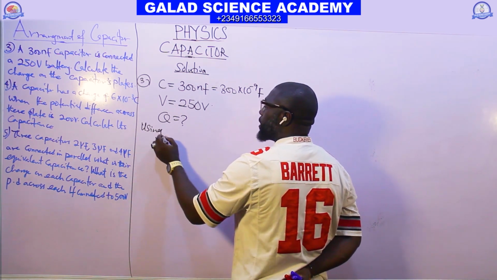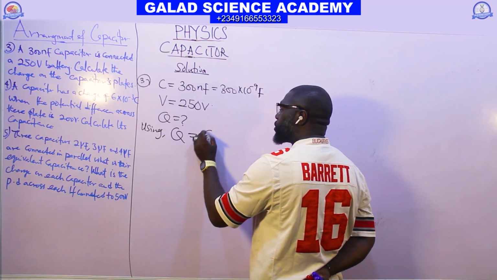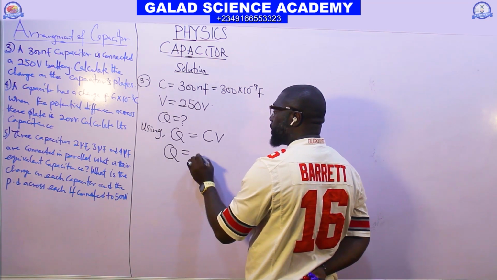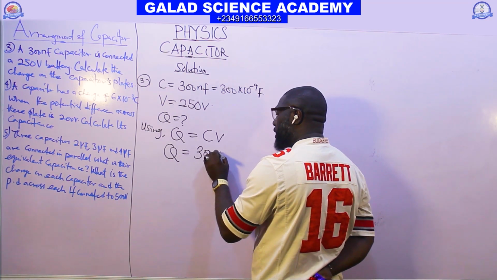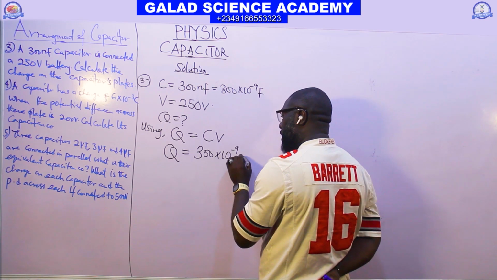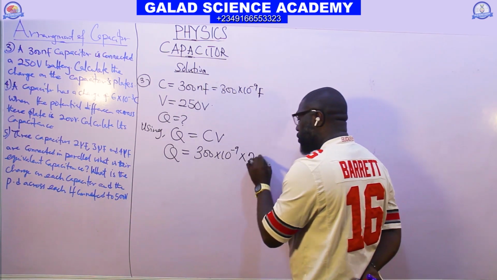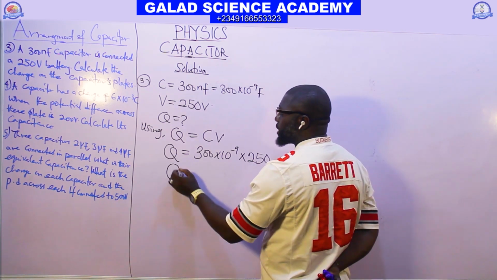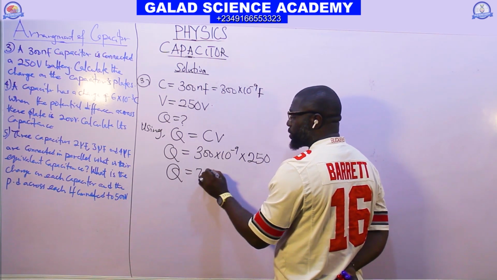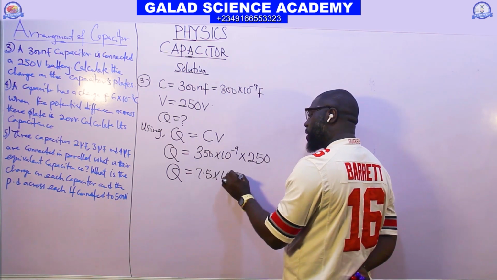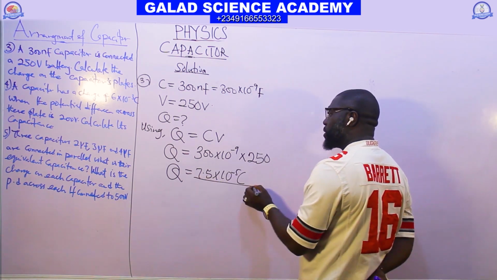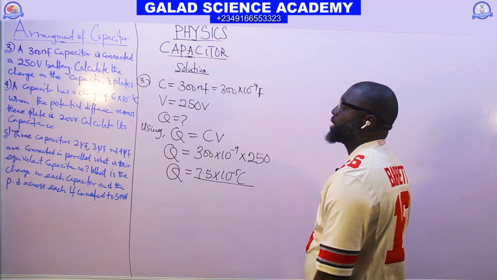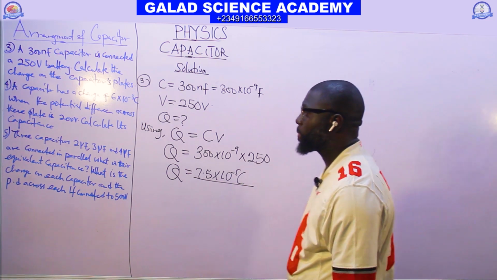Using Q equal to CV, C is 300 times 10 raised to the power minus 9, multiplied by 250 volts. By multiplying this, Q will give 7.5 times 10 raised to the power minus 5 coulomb. That is the answer for question number 3. The next thing is question number 4.